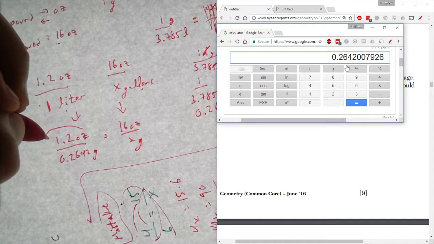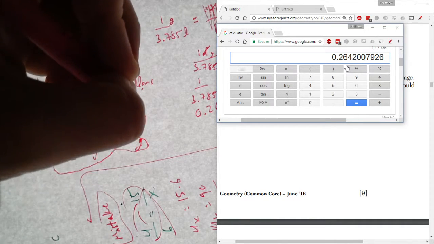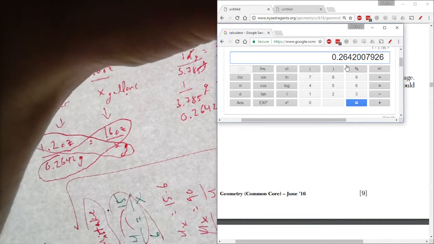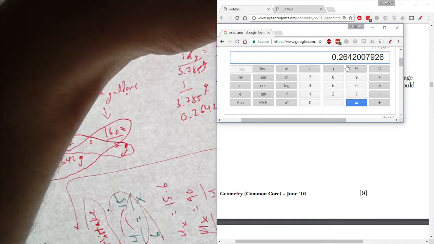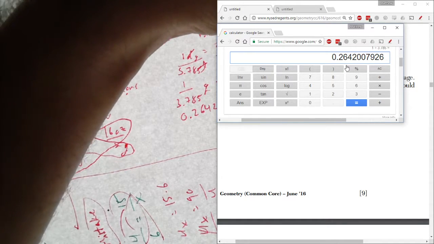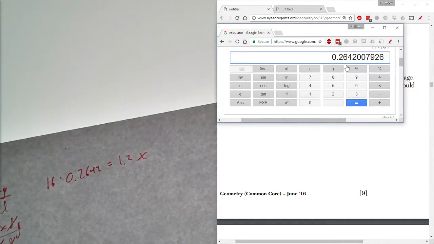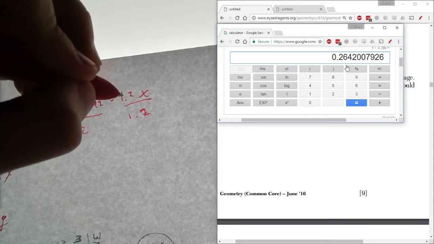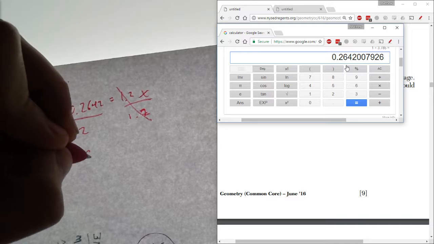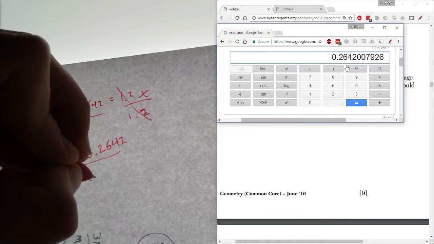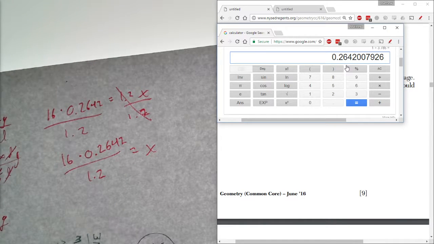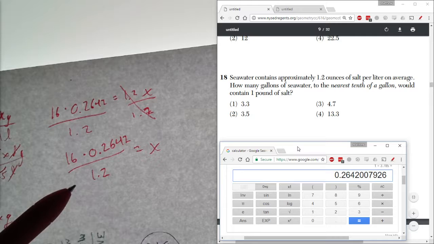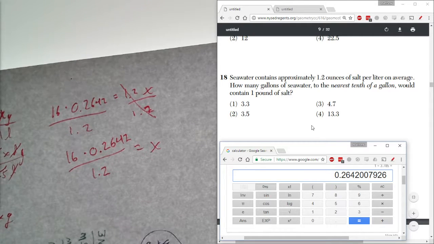And now I can do my cross multiplication again. I hate cross multiplication, but this video has already taken too long, so I'm just going to do it. So 16 times 0.2642 is equal to 1.2x. I'll divide by 1.2 on both sides. I'm left with 16 times 0.2642 over 1.2 should be equal to x. My units are all going to cancel out except for gallon.